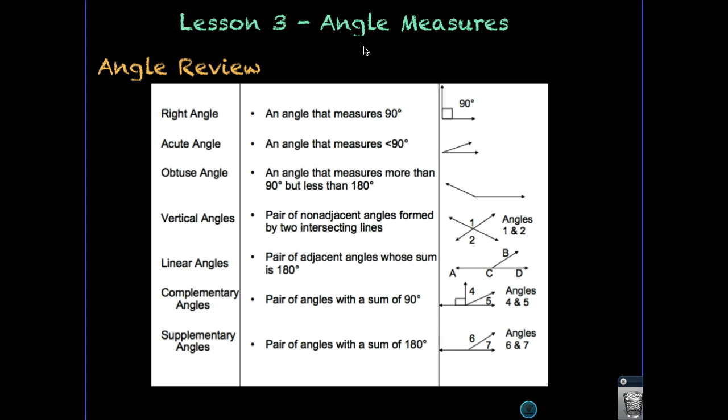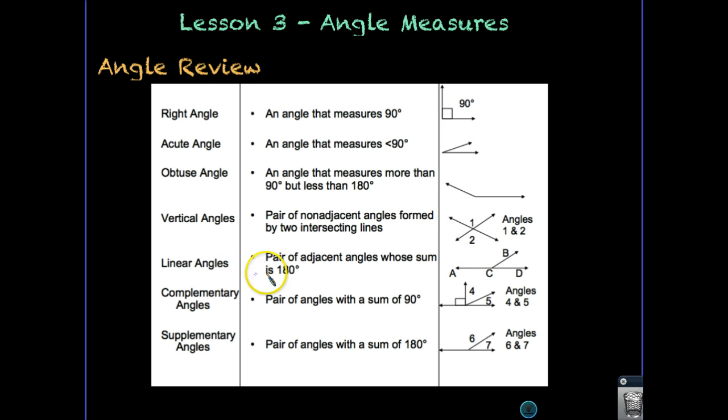A couple of the key important ones are going to be vertical angles. Remember that vertical angles form a cross, and vertical angles are across from each other. So in this example, 1 and 2 are vertical angles, and they have the same measure. The angles on the left and the right are also vertical angles, and all vertical angles are the same.